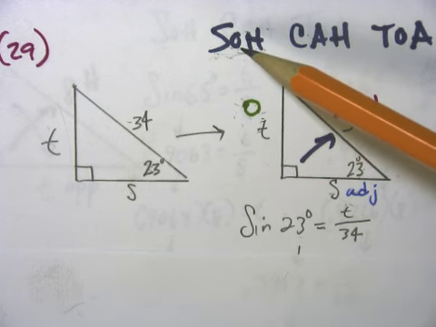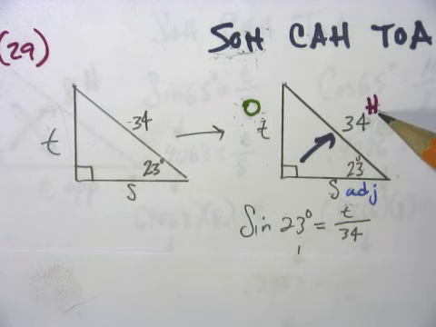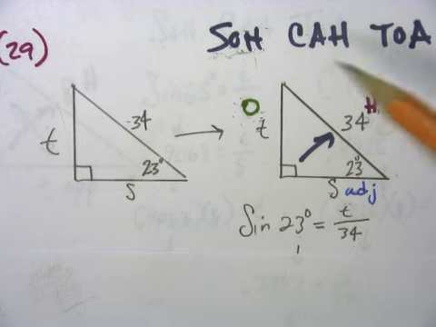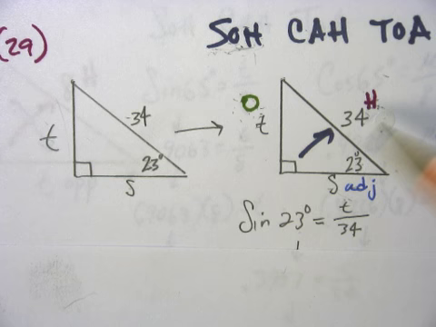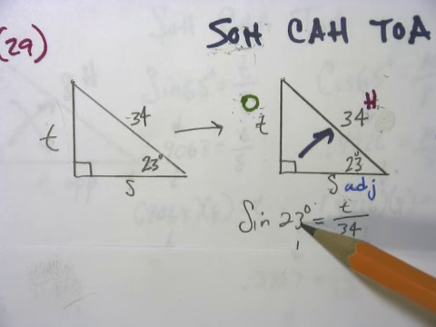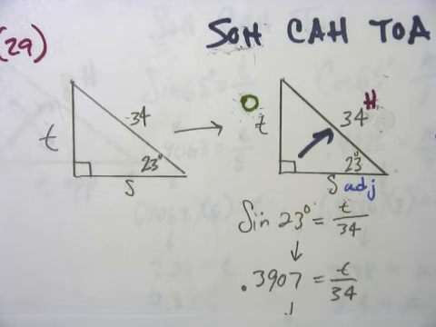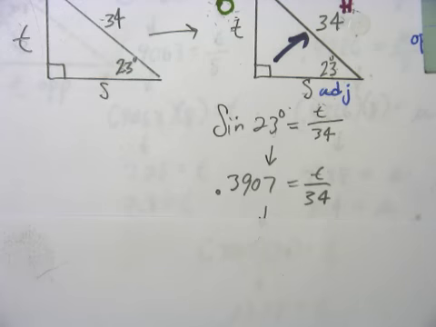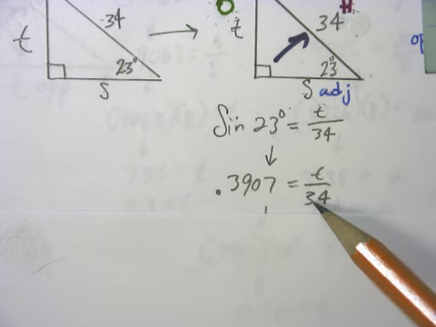Why did I put T over 34? Because the sine function says it's the opposite over the hypotenuse, which is the letter T over 34. So I go to my calculator, I type in 23, I hit the sine button, and that gives me 0.3907, and that's equal to T over 34.